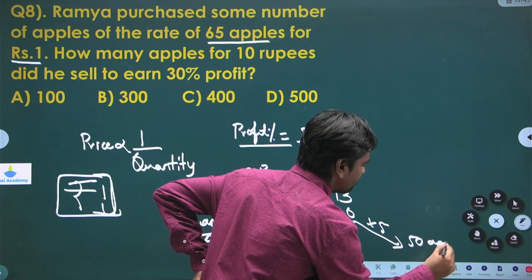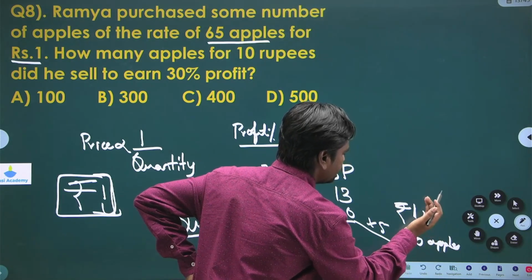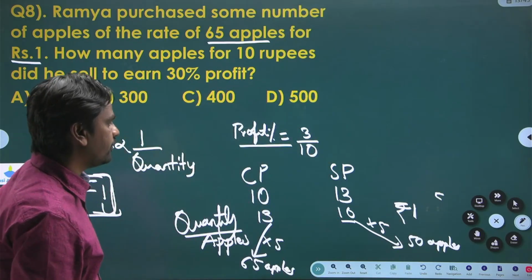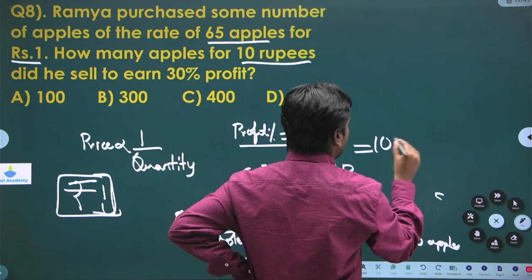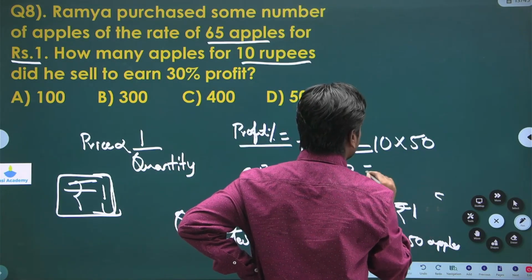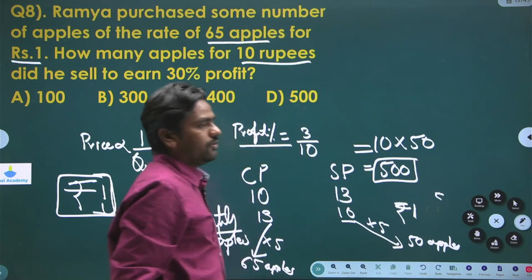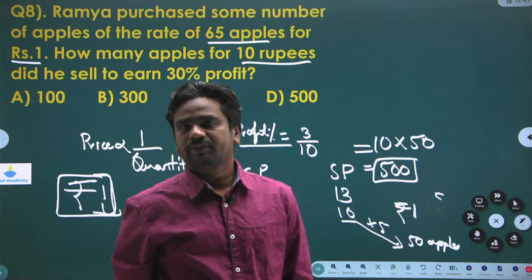So for 1 rupee he is selling 50 apples. Then for 10 rupees how much does he have to sell? For 10 rupees he has to sell 500 apples.